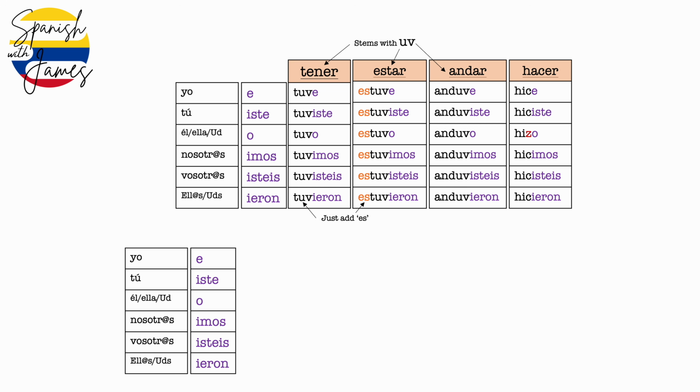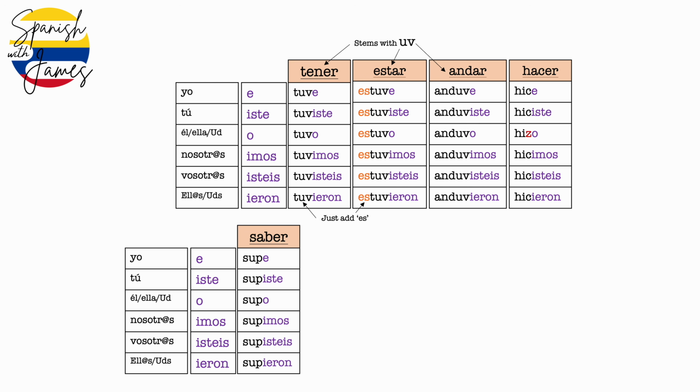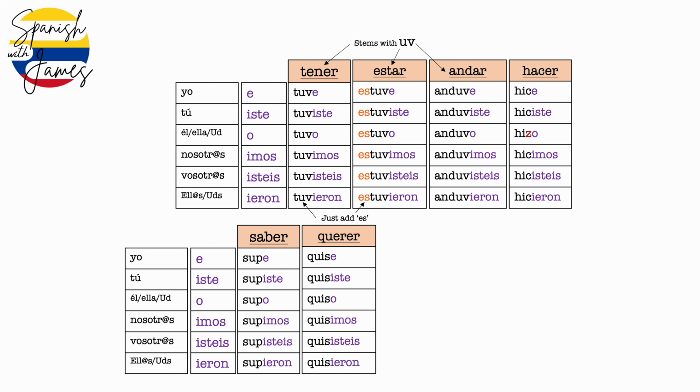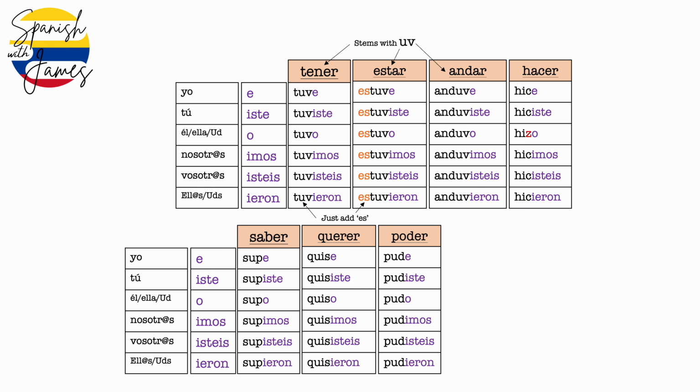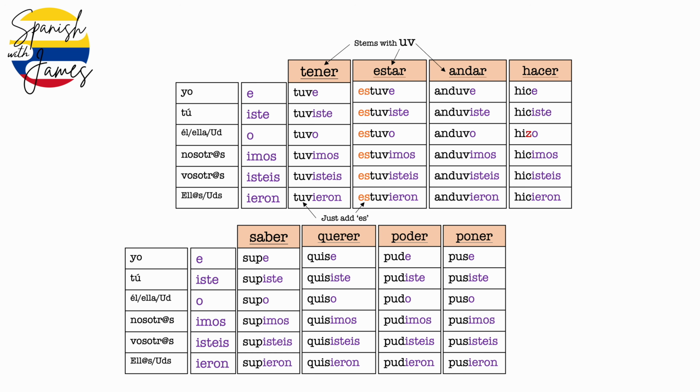Now we're going to look at some more verbs that use the tener endings. First up is saber. So for this we use our irregular stem sup, S-U-P, and then we add the tener irregular endings. Querer, which has the irregular stem quis, and then the tener endings. Poder, which has the irregular stem pud, pude, pudiste, pudo, etc. So again, we just use the tener endings with that. And then poner, which goes to pus, and then the tener endings.